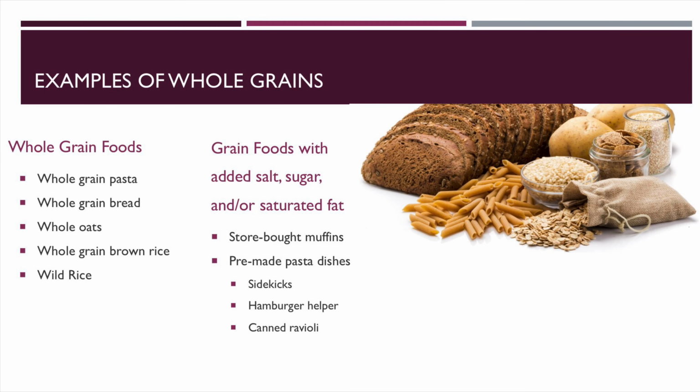The list on the left has examples of foods that are whole grains. So whole grain pasta, whole grain bread, whole oats or oatmeal, whole grain brown rice, and wild rice. I also wanted to point out that some grain foods have added salt, sugar, and or saturated fat in them. So for example, store-bought bakery items such as muffins, croissants, those types of things, or also those pre-made pasta dishes like Sidekicks, Hamburger Helper, any kind of pasta dish in a can, like ravioli, those all have quite a bit of added salt in them.